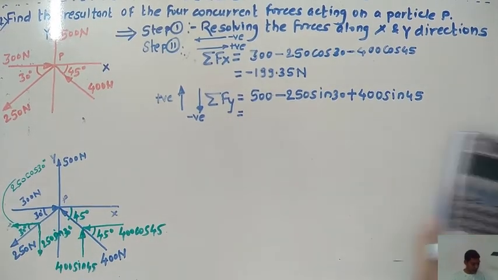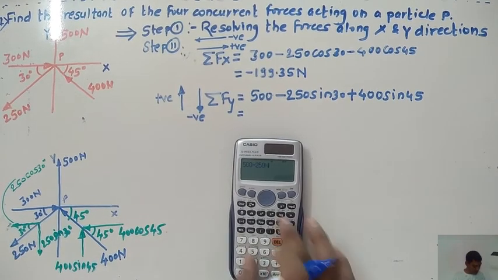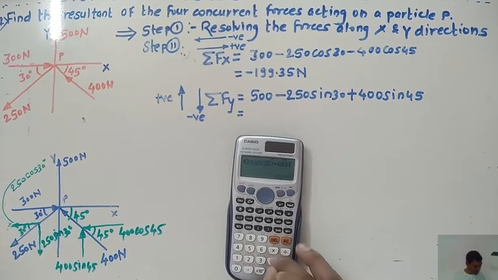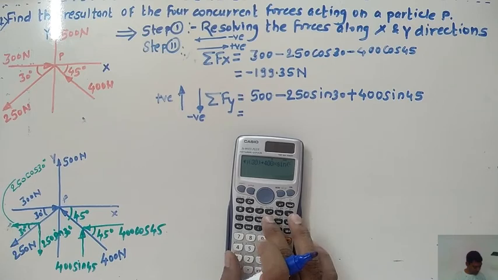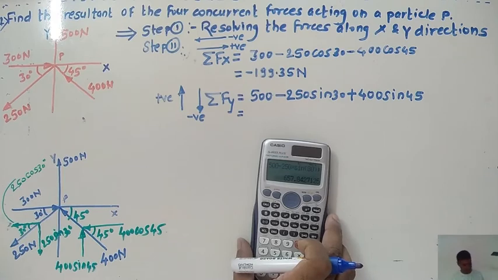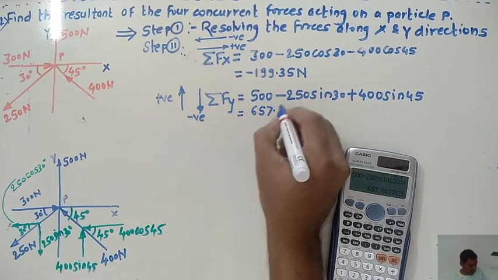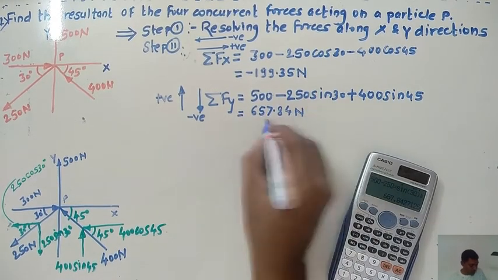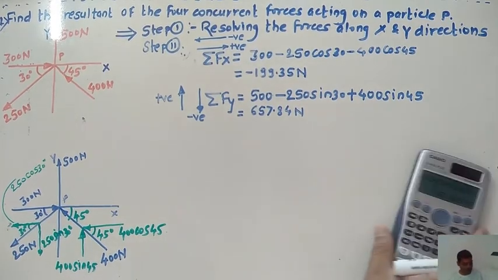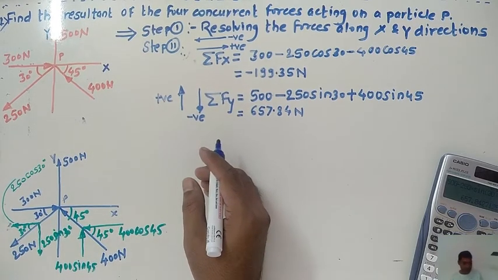Here, the first force 500, minus 250 multiplied by sine of 30, plus 400 sine of 45. Now see the answer for this one, 657.84 Newton. Up to 2 decimals is sufficient. This is about the summation of Fy. Now move towards the next step. What is the next step? The next step is the resultant.